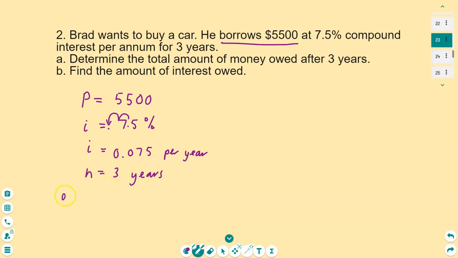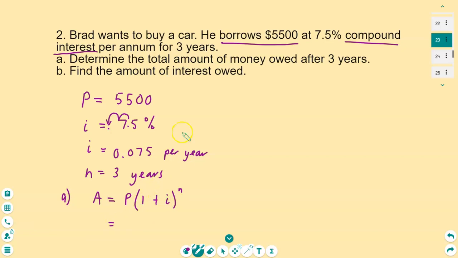Okay. A. Determine the total amount of money owed after 3 years. Total amount of money owed after 3 years. Okay, well, I'll write the compound interest formula because we've got to determine the type of interest. And it's compound interest. It's not that PIN formula. That's for the PIN formula. That's for simple interest. So make sure you have the right formula to begin with.